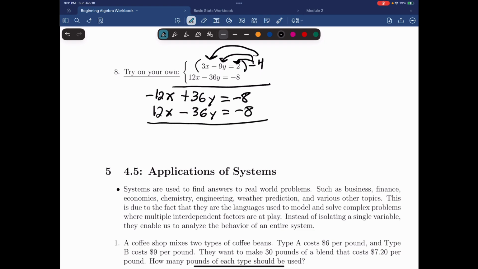Well, now let's combine like terms. So our x terms cancel, and our y terms also cancel. So on this side of the equation, we're going to get 0. And that's going to be equal to negative 8 minus 8, which is negative 16. So since 0 isn't equal to negative 16, we know that the system has no solution.